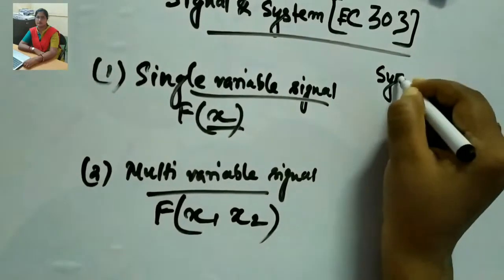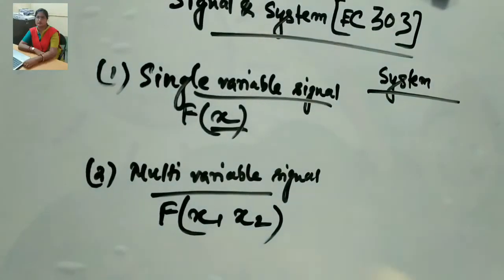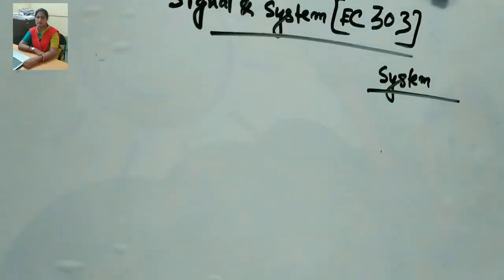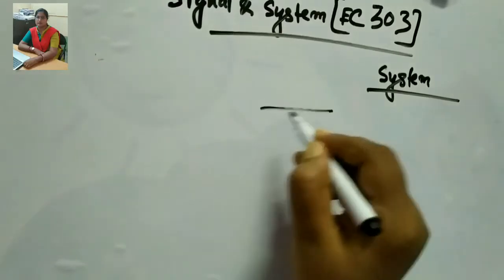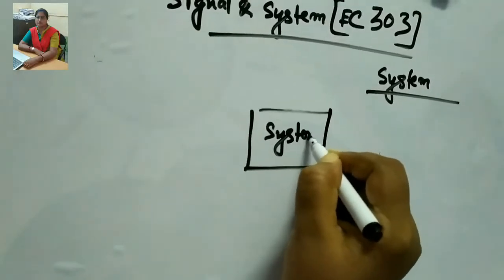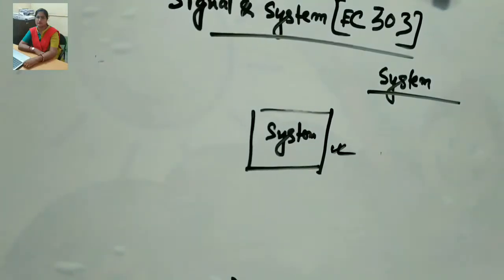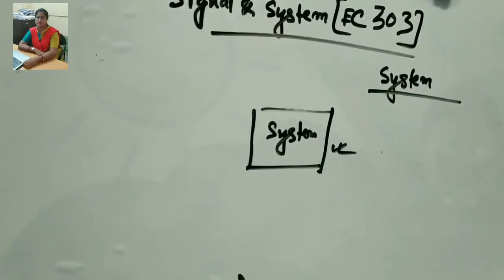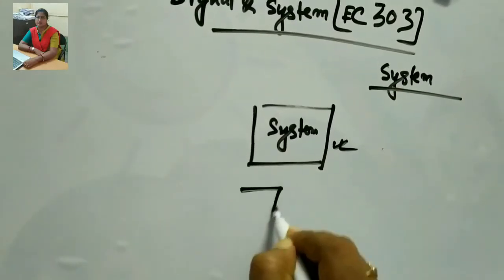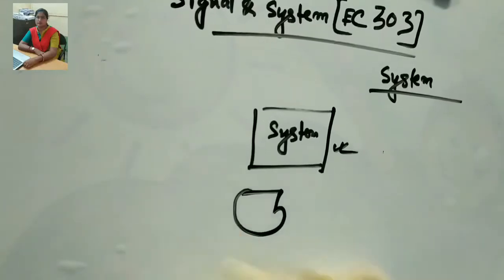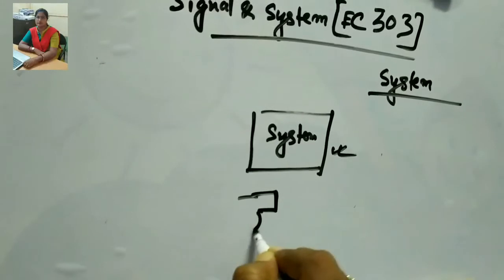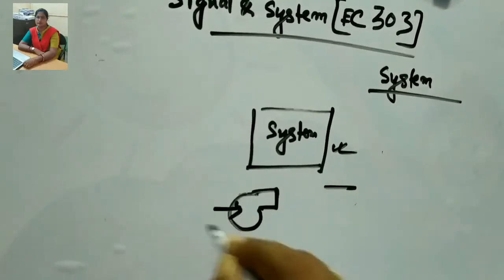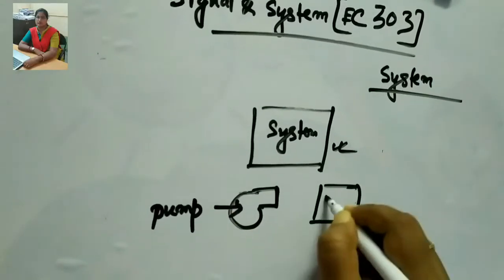Now, I will talk about systems. The meaningful interconnection among a group of devices and components is known as a system. But a system cannot achieve anything without a signal. Let's represent a system by a rectangular box. This is a system, but it cannot achieve any task alone. For example, we want to fill up a water tank by using a pump. So, this is a pump, and this is a water tank.